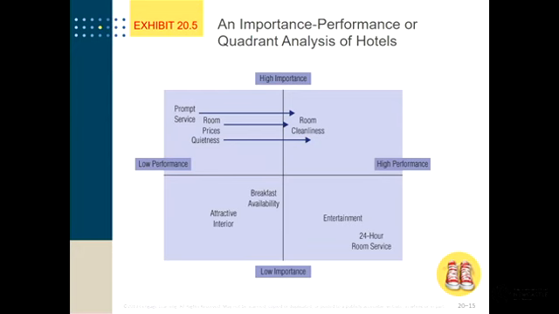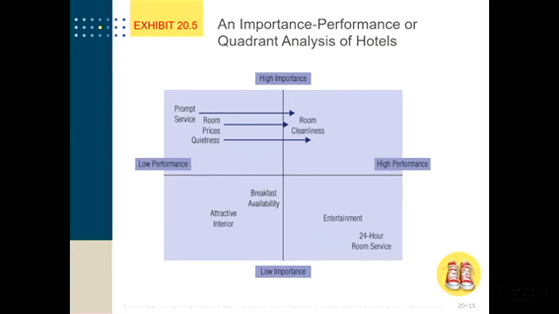We need to improve. Which variables? All three of those. I mean, prompt service, room prices, and quietness. Well, you understand that that's actually the problem quadrant. Am I right? That's actually the problem quadrant.